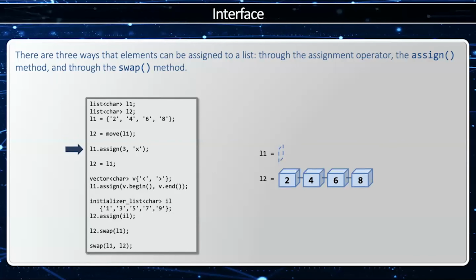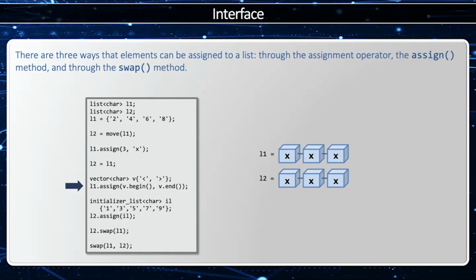Now I'm going to use the assign method to assign 3 x's into list 1. Then I'll use the assignment operator to copy the contents of list 1 into list 2. Notice how list 2 used to have 4 elements and now has 3.